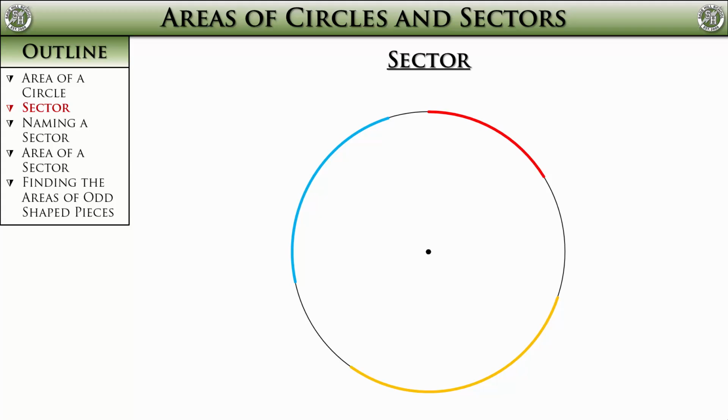Now we're going to be talking about sectors. In section 10.6 we introduced the idea of arcs. Arcs were just pieces of the circle, specifically the outer edge of the circle. Here I have a few arcs highlighted on this circle. Arcs were simply a small part of the whole circle.